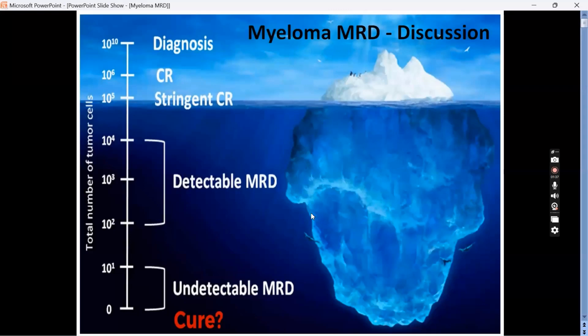3 is the first tube. The second tube will be 0.3. The third will be 0.03, the fourth will be 0.003, and the fifth will be 0.0003. Five tubes finished, there is no need to go for further dilution. It depends upon what sensitivity you want to reach, 10 power -5 or 10 power -6.